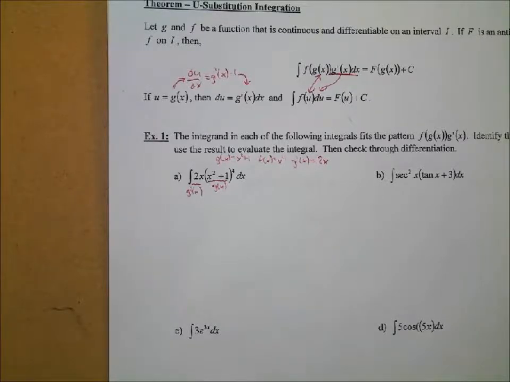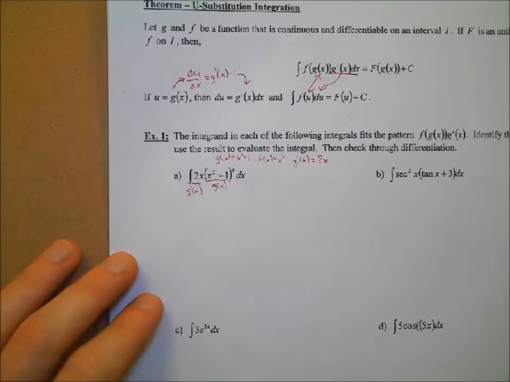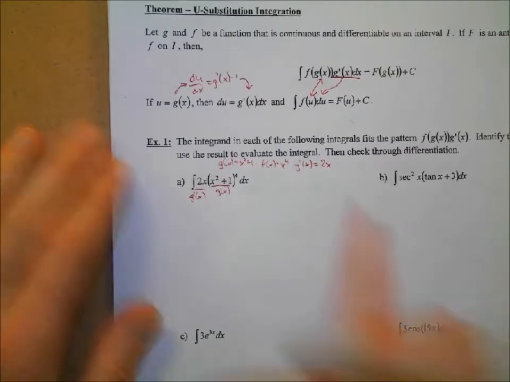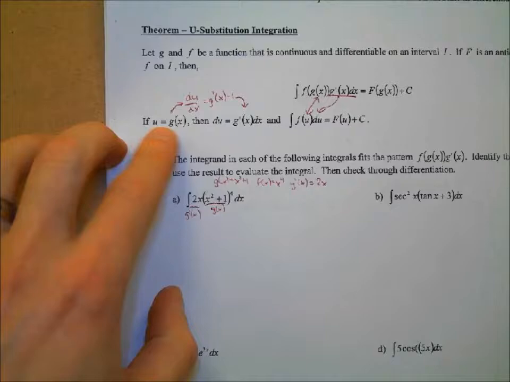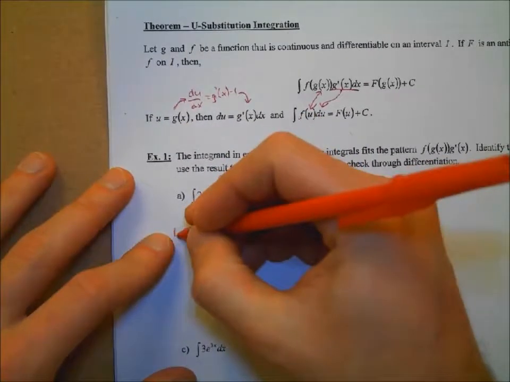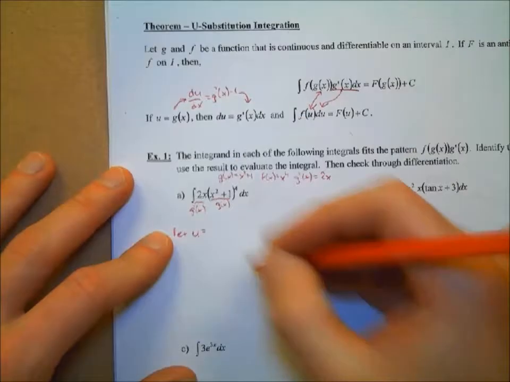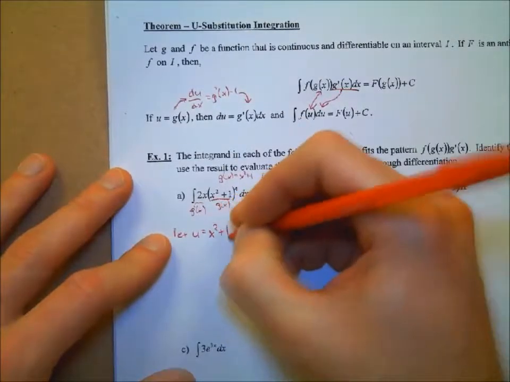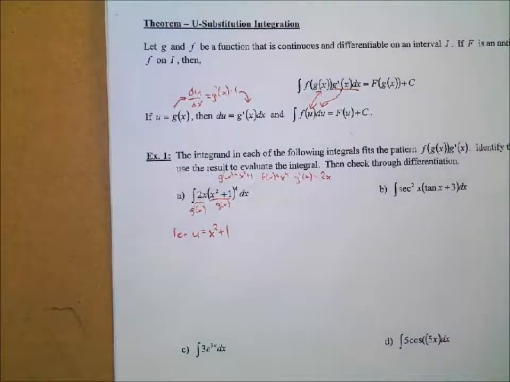So here's how we're going to do our U substitution. We're going to change our variables around. And again, if you remember back from our theorem up here, it said to let u be that inside function g of x. So we're going to write, let u equal our g of x, which is x squared plus 1 here. Let u equal x squared plus 1.